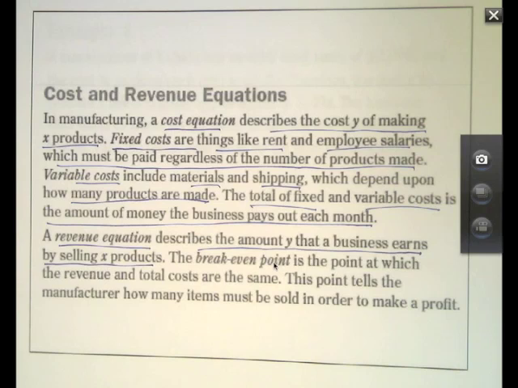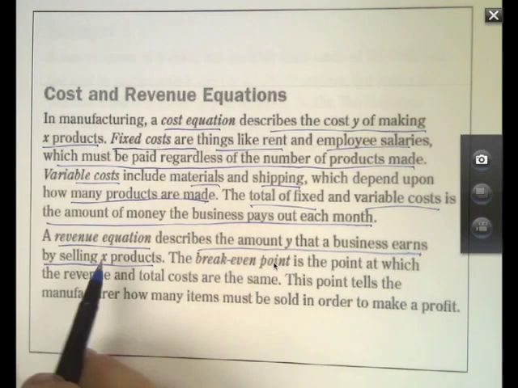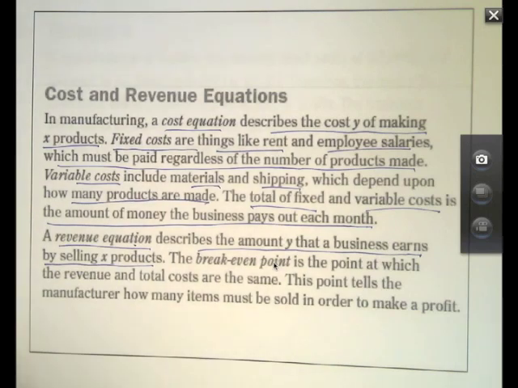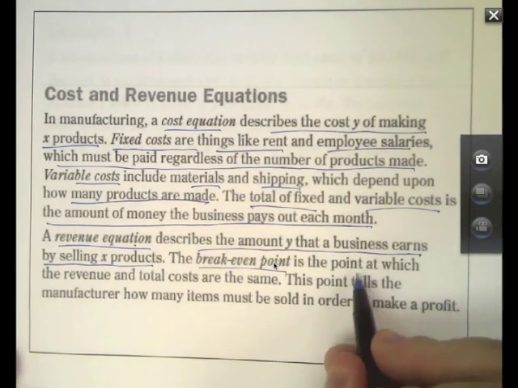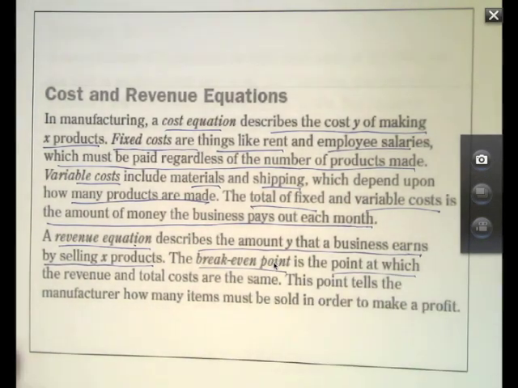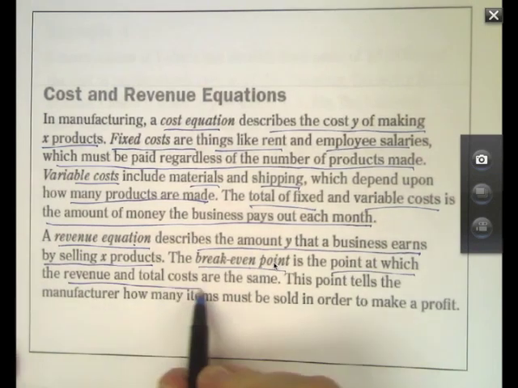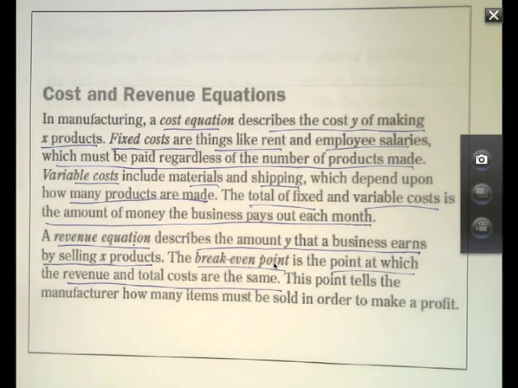They had to set up a break-even point or a revenue equation to find out how much they need to sell Coca-Cola for in order to either break even or make money, which, as you know, in all business cases, they're out to make money. A break-even point is the point at which the revenue and the total costs are the same. That means you made just enough to keep everything running. Okay?